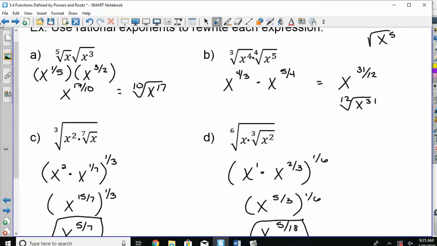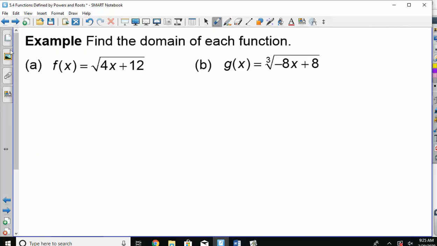Well, one last thing that I want to talk about. We need to talk about our domains. I guess 2 things. We're going to talk about domains and some transformations, and that'll wrap this up. Domain, we already said at the beginning how we find these domains. If it is an even radical, what has to be true about the thing underneath?